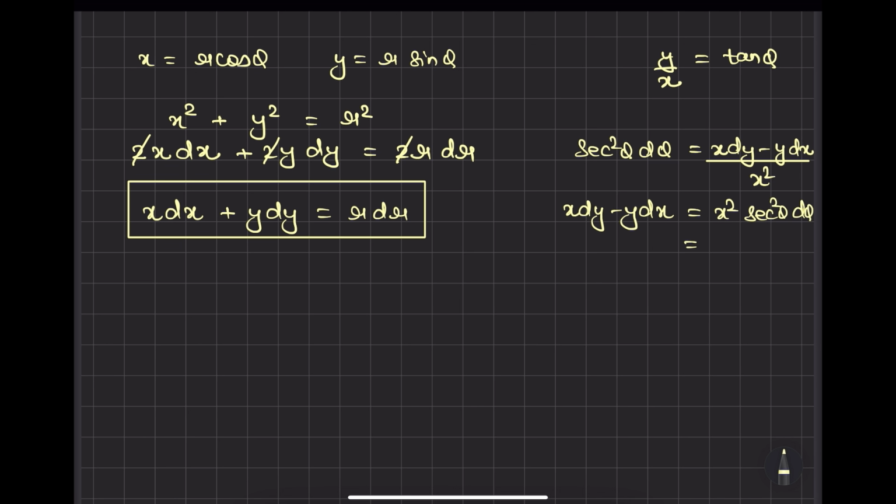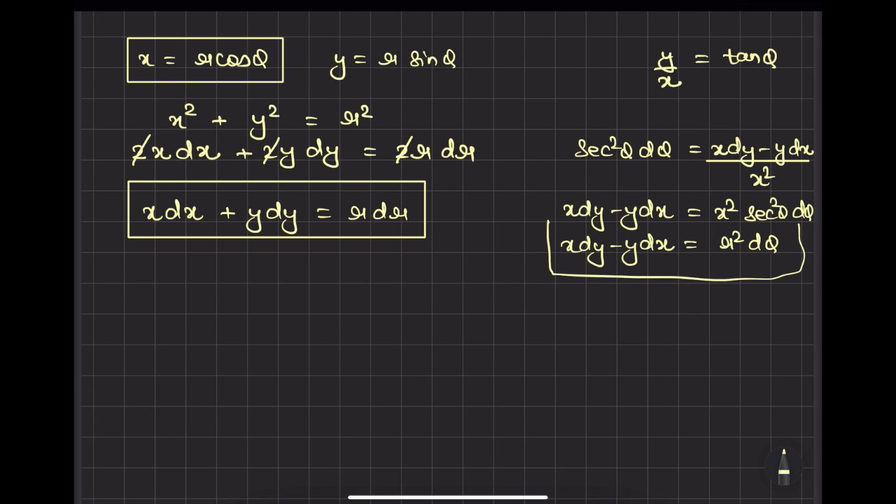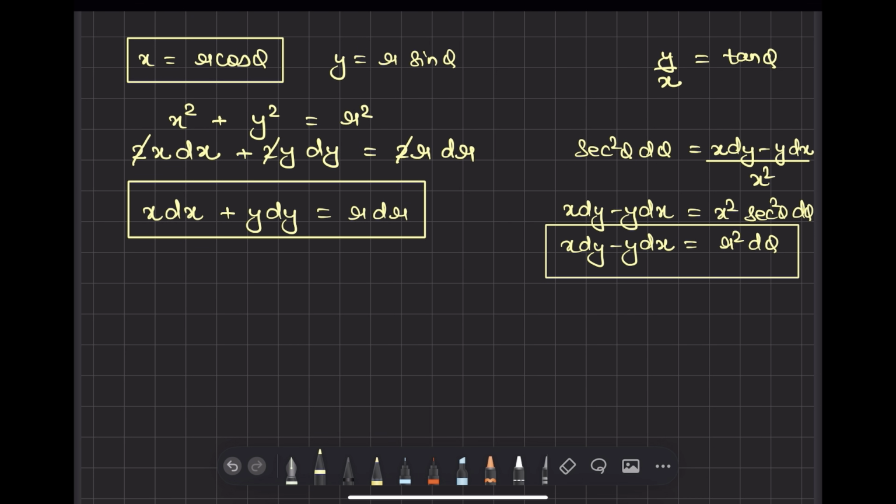Now who is x square? x is this. So can I write r square cos square? Cos square into sec square is what? 1. So can I write it is r square d theta? So we have x dy minus y dx equals r square d theta. Okay, I hope this thing is clear.